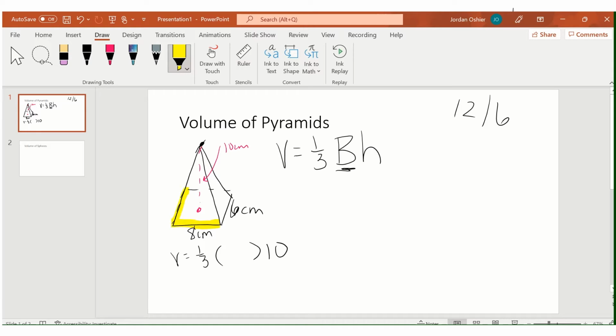The base is this rectangle, and the area of that base would be 8 times 6. So that's what I'm going to put in there because rectangles have a base times height as the area formula. So that's how we get this. We're then going to switch to the calculator to type that in.